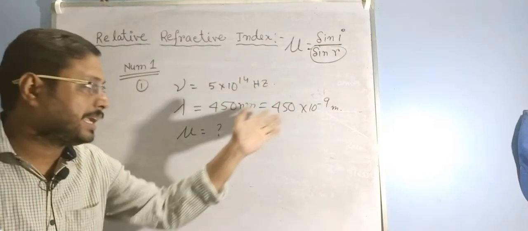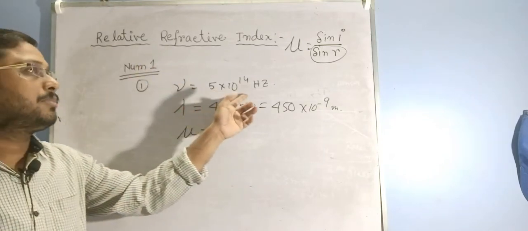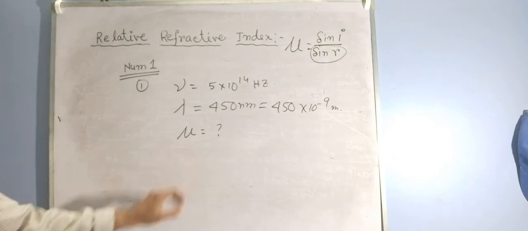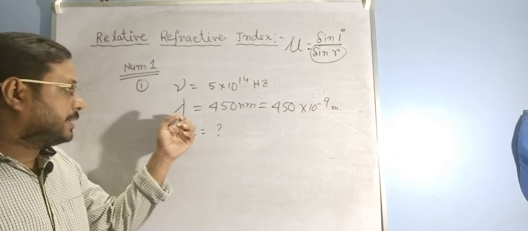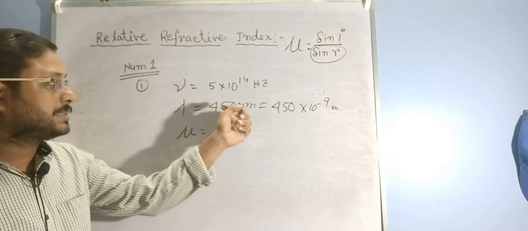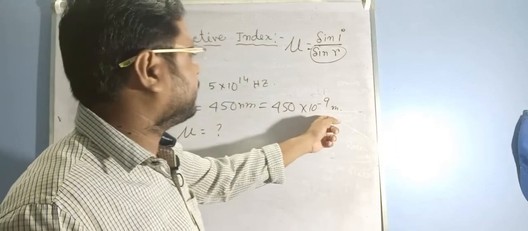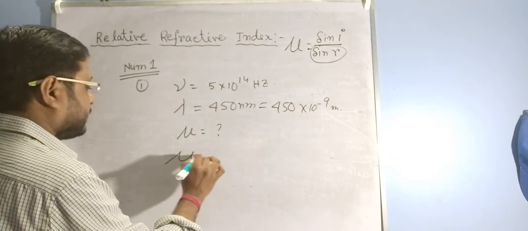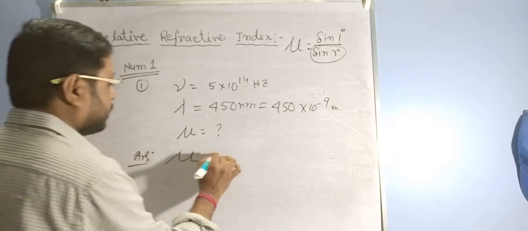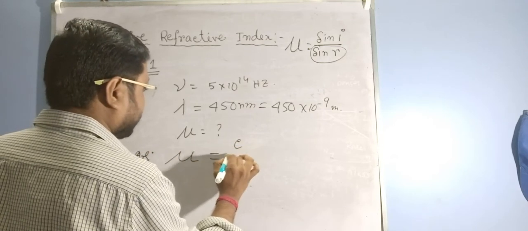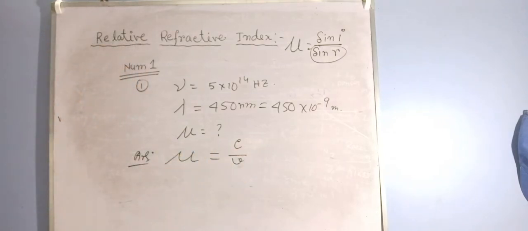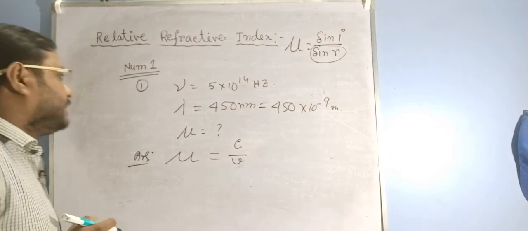A light ray of frequency 5 into 10 to the power 14 Hertz is passing through a liquid of unknown refractive index, and the wavelength of light is given as 450 nanometer. We know 1 nanometer equals 10 to the power minus 9 meter. Then what is the refractive index mu? As we know, mu equals C by V. So, from this we can determine it.